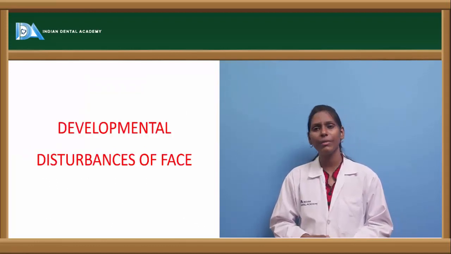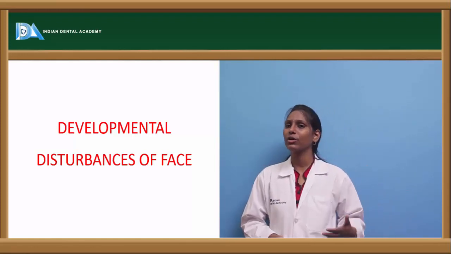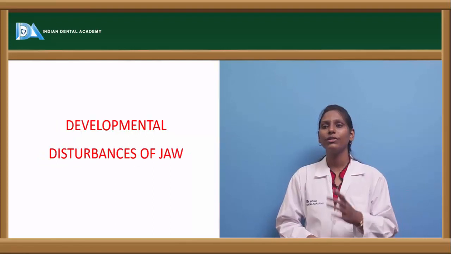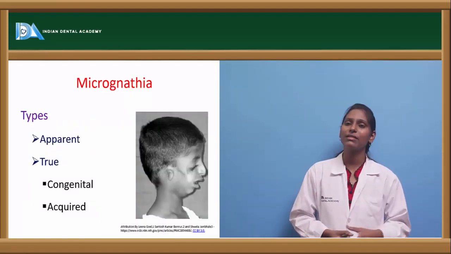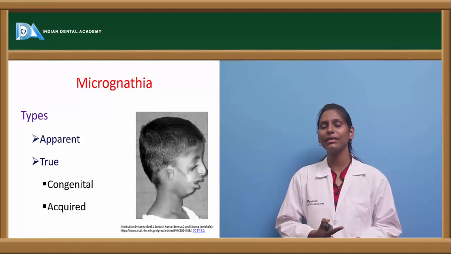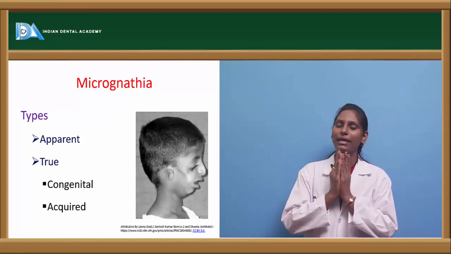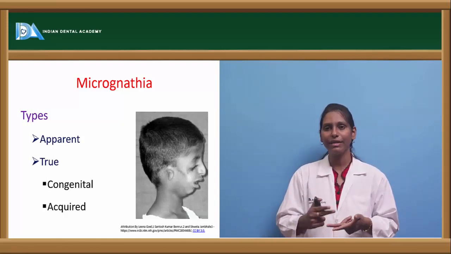We have various developmental disturbances of the face. We have seen the etiology. Now we're going into various developmental anomalies of the face. The first one is developmental anomalies of the jaw. In this, the first one is micrognathia. Micrognathia, as the name itself indicates, is a smaller jaw, right? The jaw is smaller than the normal size. This can be of two types: one is apparent, and one is true.